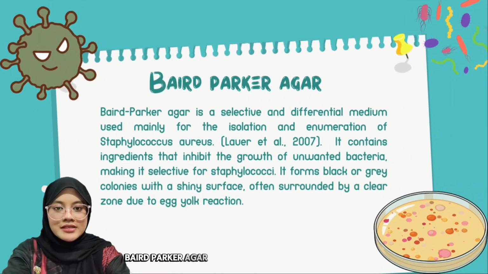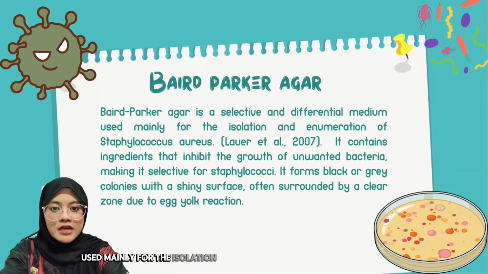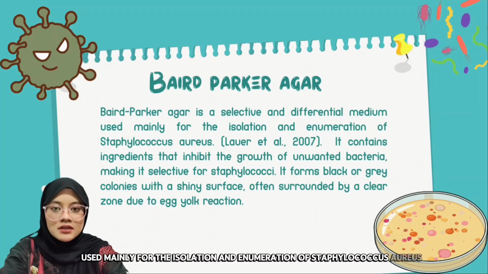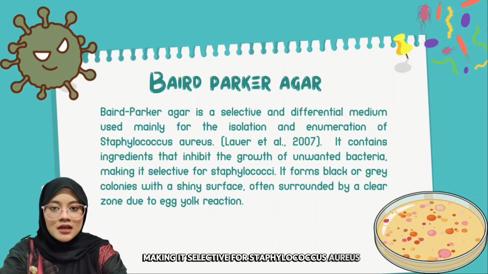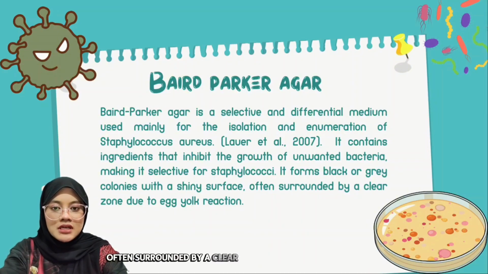Baird-Parker agar is a selective and differential medium used mainly for the isolation and enumeration of Staphylococcus aureus. It contains ingredients that inhibit the growth of unwanted bacteria, making it selective for Staphylococcus aureus. It forms black or grey colonies with a shiny surface, often surrounded by a clear zone due to the egg yolk reaction.